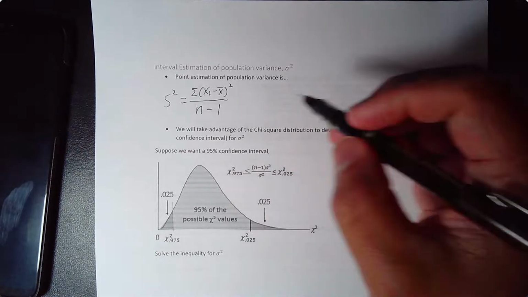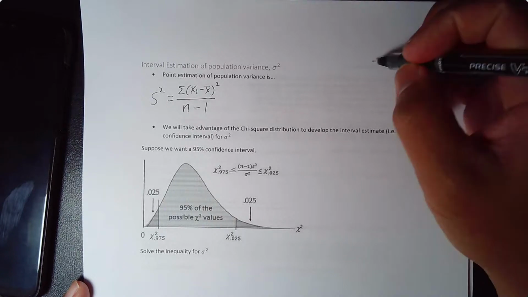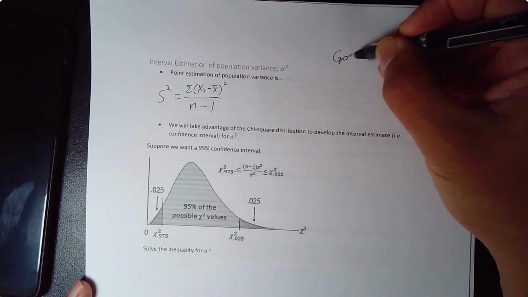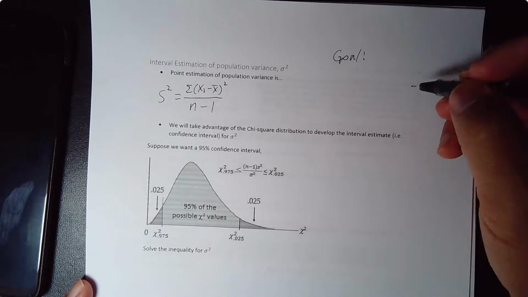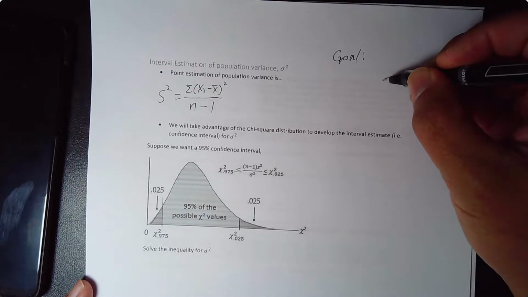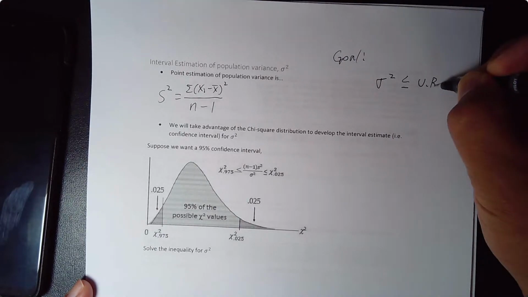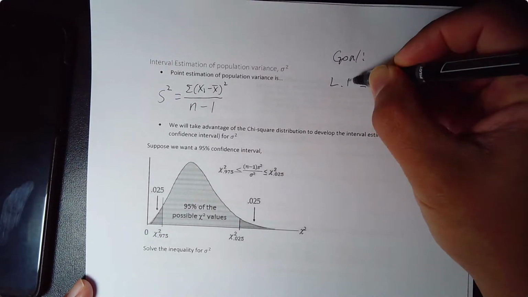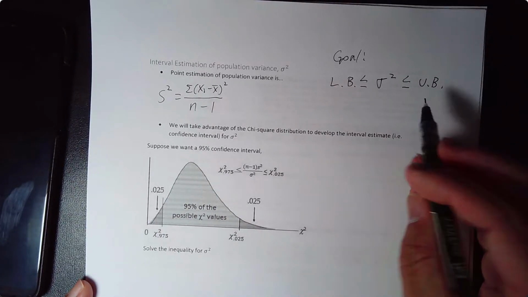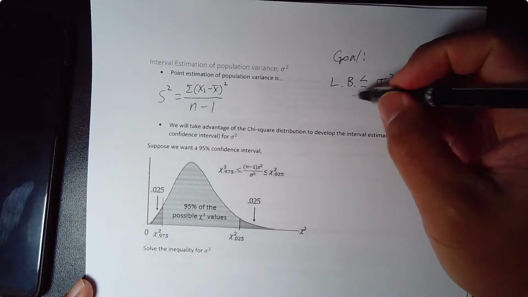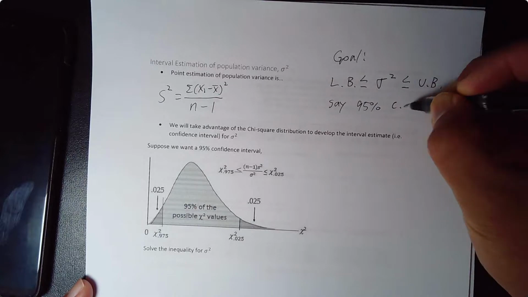Now, for interval estimates, what's our goal? For an interval estimate, we want to create an interval. We want to be able to say that sigma squared is somewhere between a lower bound and an upper bound, and we want to be able to calculate what these bounds are to create, say, a 95% confidence interval.